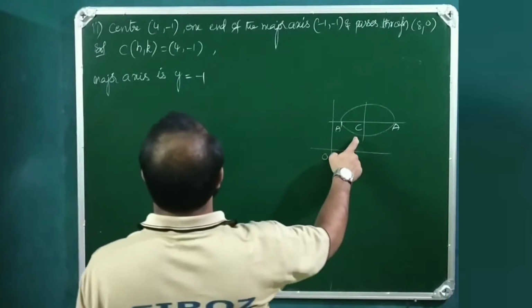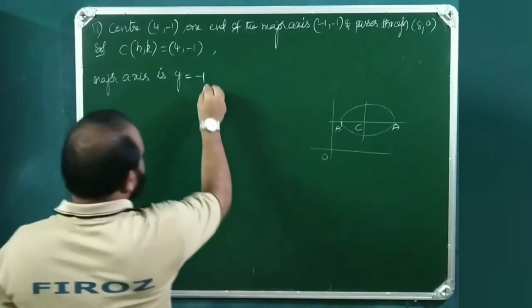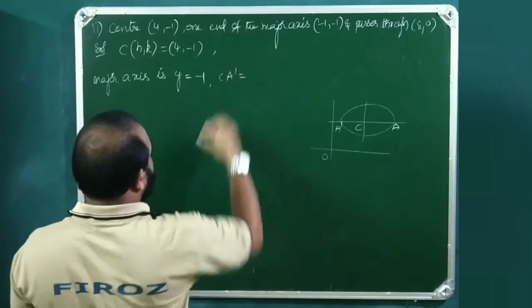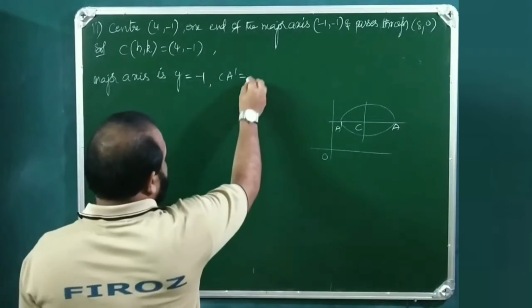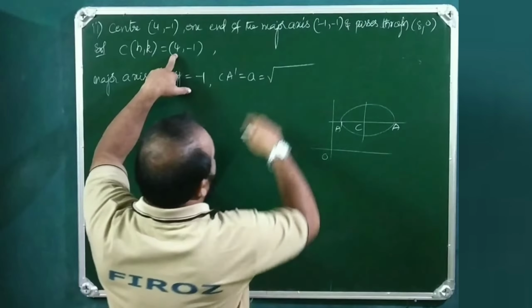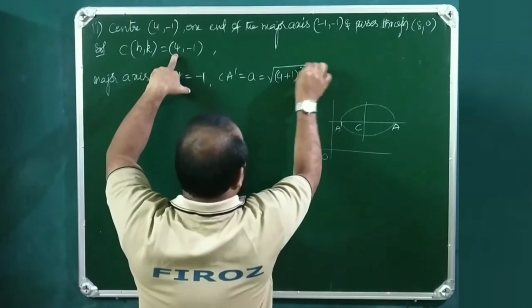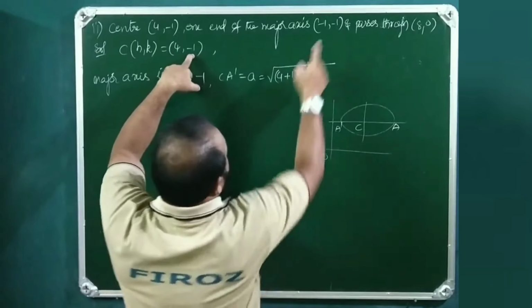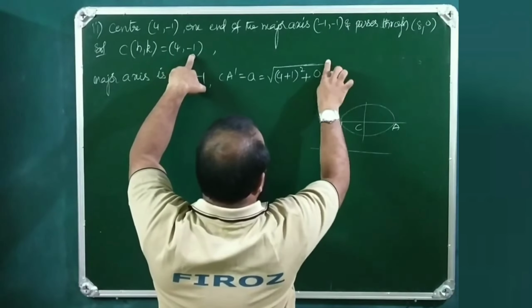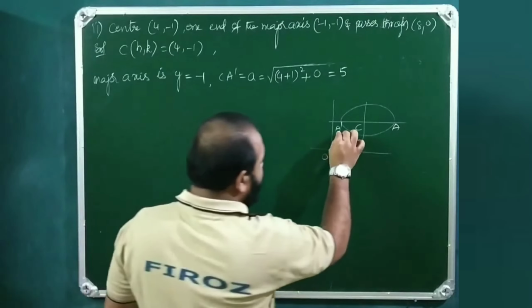The center is (4, -1) and A dash is given. So CA dash is equal to a. This is equal to the square root of (4 minus (-4)) plus 1 whole square plus (-1 plus 1) whole square, which is 0. So this is equal to 5. So this is a.